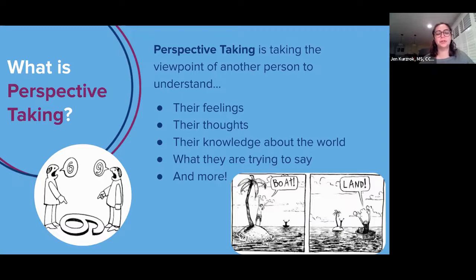And that can range from the very concrete level of understanding that other people see things differently. So that's like our comic there on the left, which is, depending on where you're standing, you are physically having a different experience than the other person. And then it can get less concrete, moving towards that two different people can have different concrete experiences, or they can have different experiences of the same concrete situation based on their experience. So that's our other comic of boat versus land there, that we're looking at the same situation, but they might experience it differently.